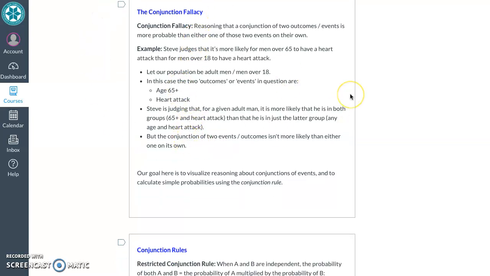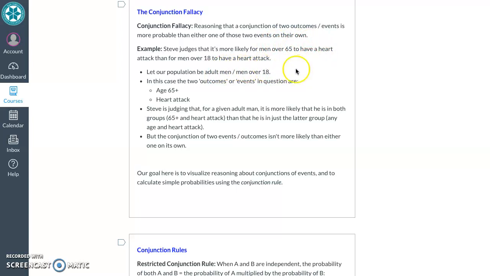So here's a different example. Steve judges that it's more likely for men over 65 to have a heart attack than for men over 18 to have a heart attack. What might be going on here? So this is a toy example. But what might be going on if somebody were to reason like this is that our stereotype of heart disease and heart attacks fits older men, and we sort of hone in on that fit with a stereotype and ignore the fact that men over 18 includes the men over 65. So it wouldn't be more likely to both be over 65 and to have a heart attack than to just have a heart attack.